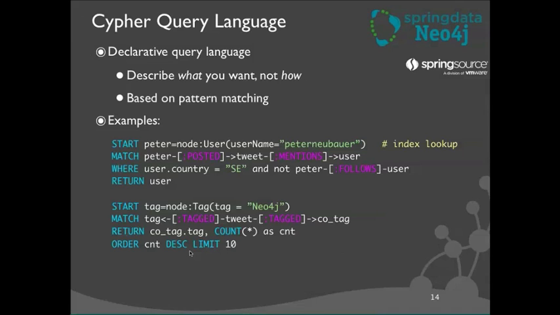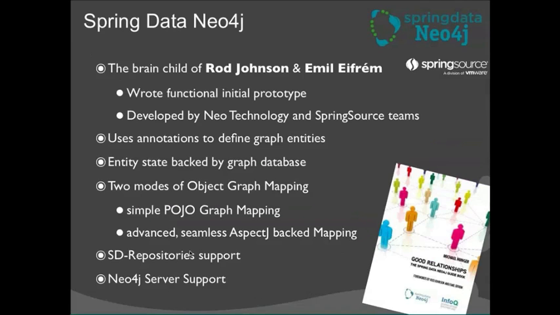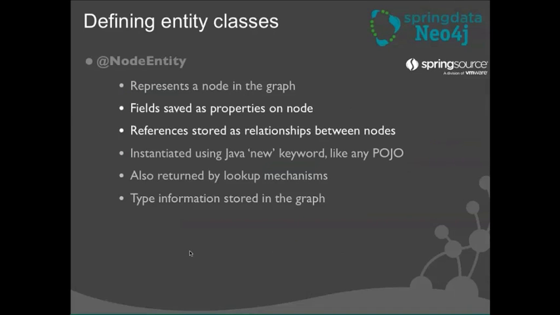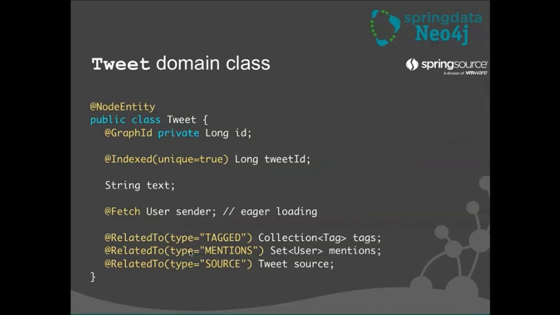So that means the text mentioned and the source tweet get this special type. And whenever you put something in these collections, and save the entity, then it will be stored in the graph.